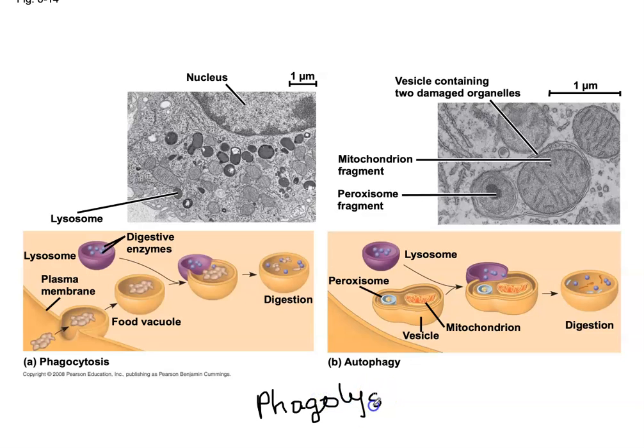phagolysosome complex. This phagolysosome complex then digests the food in there, breaks it into its monomers, and the body can use it. Lysosomes are also a big part of the process of apoptosis.